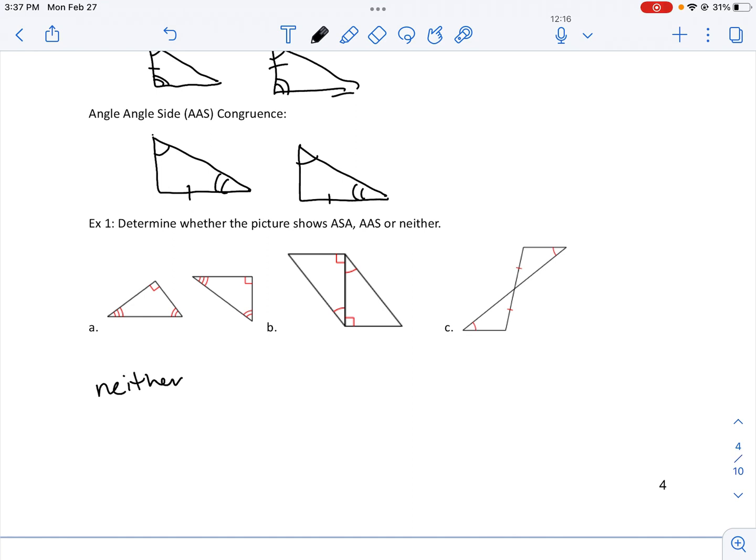For B, we have a side that's shared, so we know that that side's in the middle. So we have angle, side, angle. And on C, we have a bow tie picture, so we're going to have vertical angles there, which means that they're congruent, and our side is not in the middle, so we have angle, angle, side.